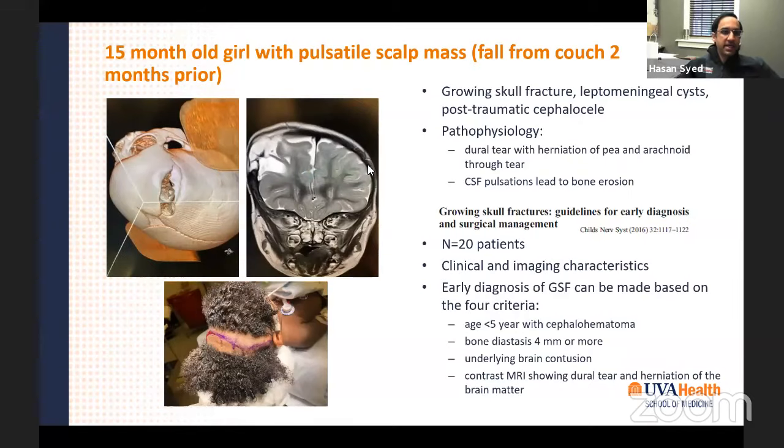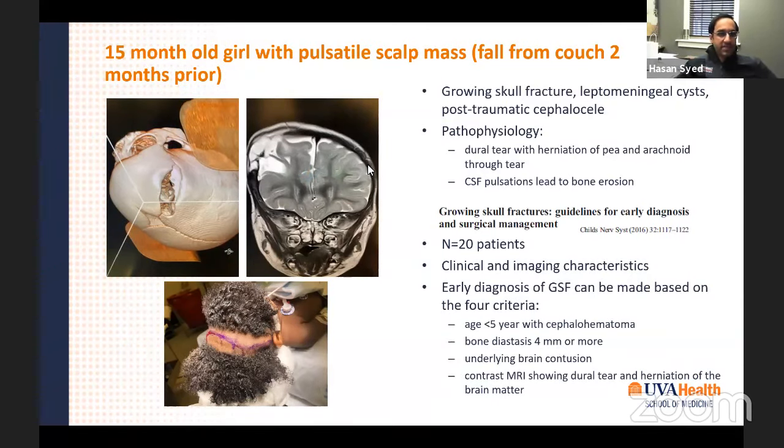I'll talk briefly about that. This was a case of mine, a 15-month-old girl who came to clinic with a pulsatile scalp mass that the parents noted. Again, the differential for scalp masses should be in your head. Asking questions about falls and trauma, they noted that the child had fallen from a couch 2 months prior, and the fall and her reaction were so severe that she went to a community ER, but she was doing well at the time, so they did not scan her. They came to my clinic with these imaging studies, and it ended up being a growing skull fracture, also known as a leptomeningeal cyst.